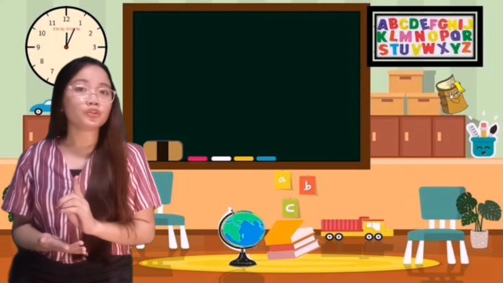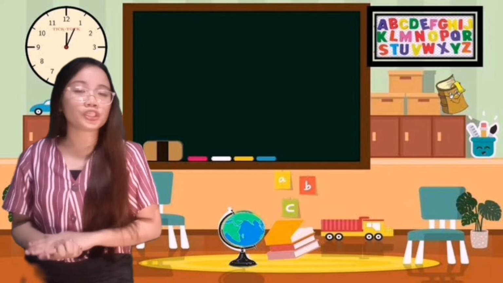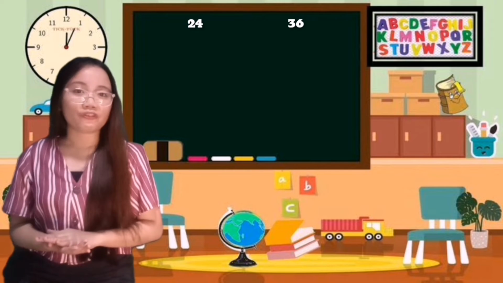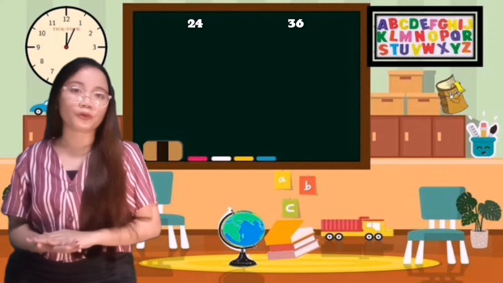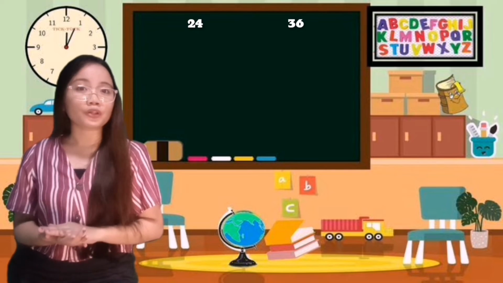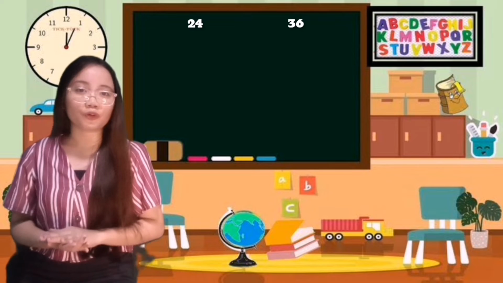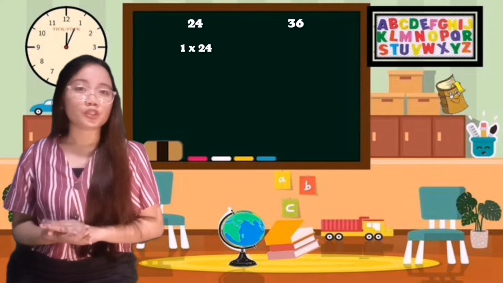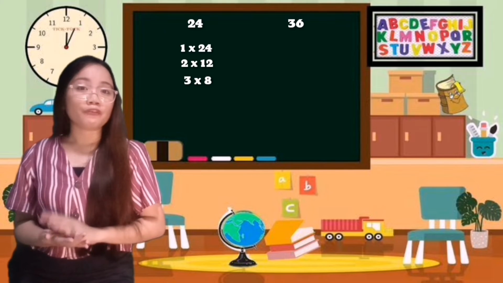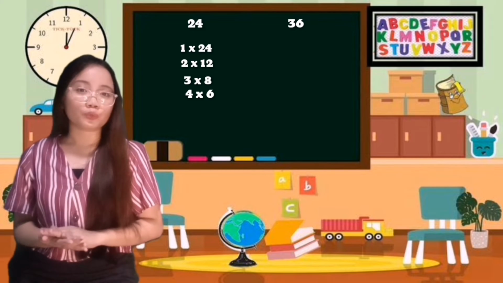The first step we need to do is to list down the given numbers, which are 24 and 36. And then, let's find their factors. Let us begin with 24. Take note that all numbers that can divide 24 are considered factors of 24, such as 1 times 24, 2 times 12, 3 times 8, and 4 times 6, which are all equal to 24.